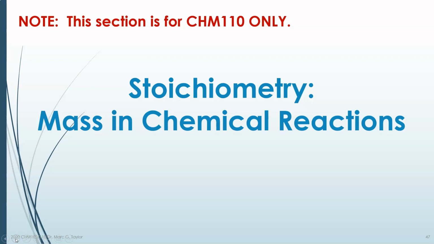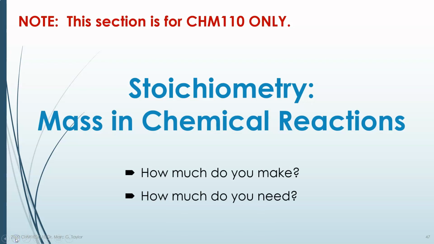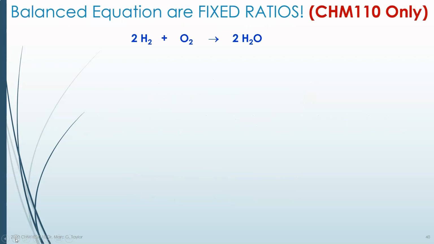Stoichiometry is a method that allows us to calculate how much of a product we make or how much of a reactant we might need in a chemical reaction if we know the amount of any other substance in that chemical reaction. But before we go into the details of stoichiometry, let's review what a balanced equation means. Remember, balanced equations are fixed ratios of each of the substances, either reactants or products, in a chemical reaction.